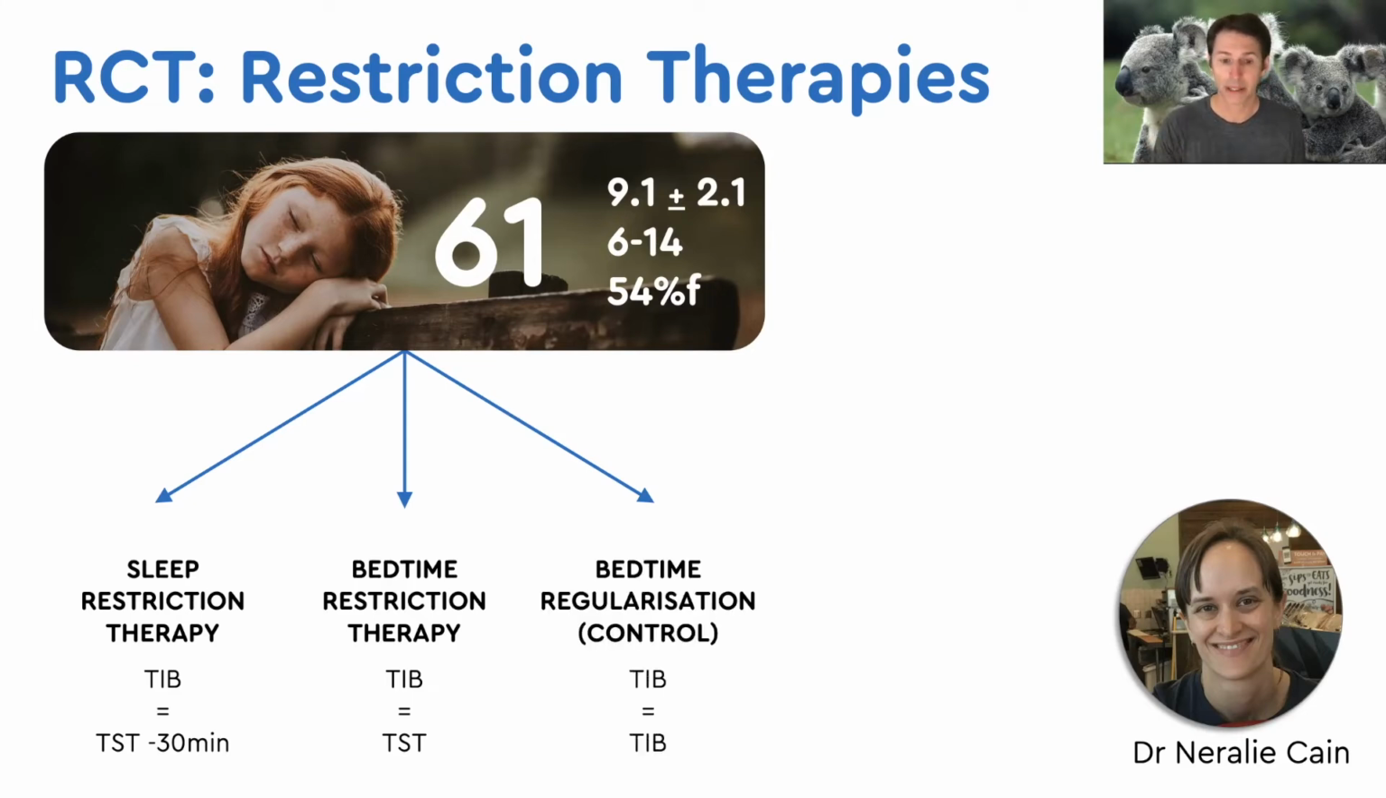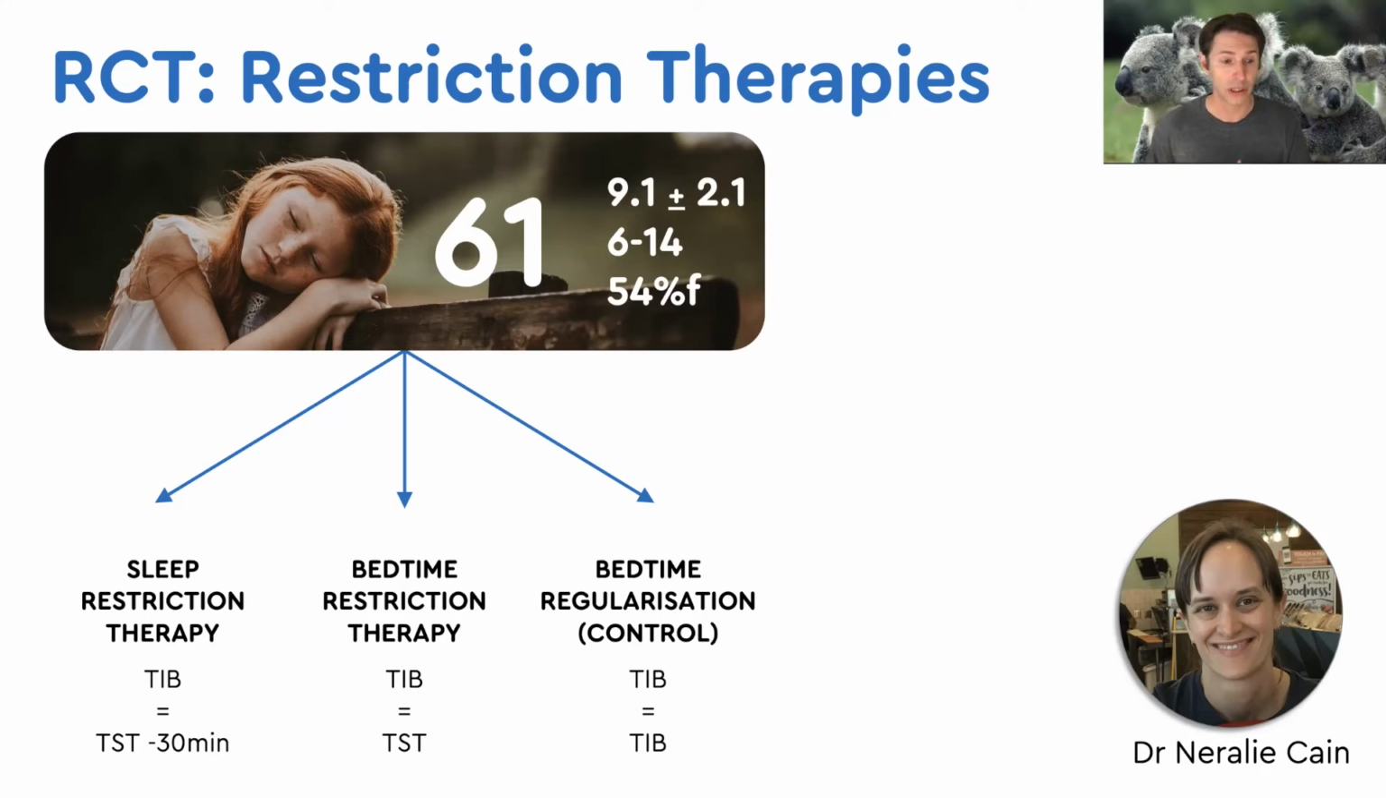And then we had our bedtime regularization control, which was to say, okay, let's have a look at your time in bed just before you entered into this treatment program. We're going to give you the same time in bed. So really what we should see is that compared to the control group, both restriction therapies should limit the amount of time they are awake in bed. And that will tell us if there's something going on in terms of worry.